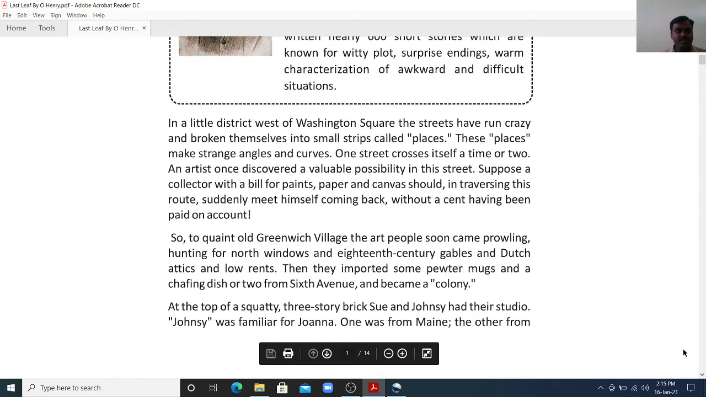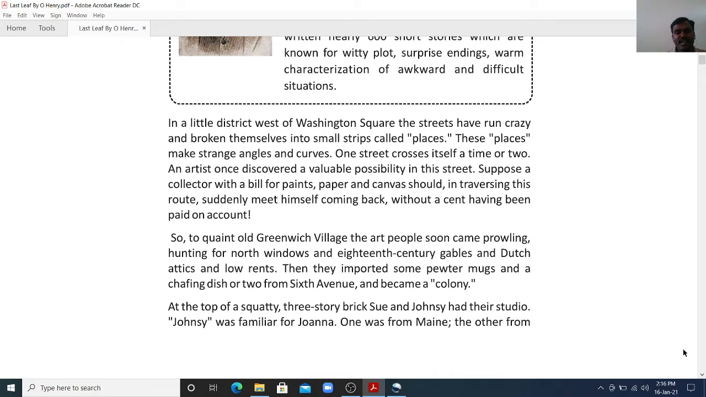In a little district west of Washington Square, the streets have run crazy. So, this story is set in a little district west of Washington Square. I mean, this is in New York City. Washington Square is a square usually any city will have, or a circle like. So in this place, streets have run crazy. So the streets are not very straight and neatly laid.